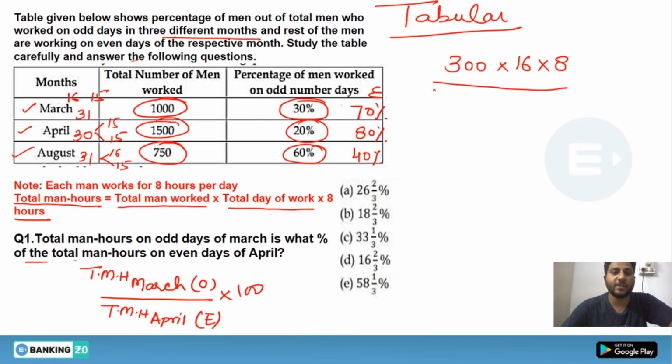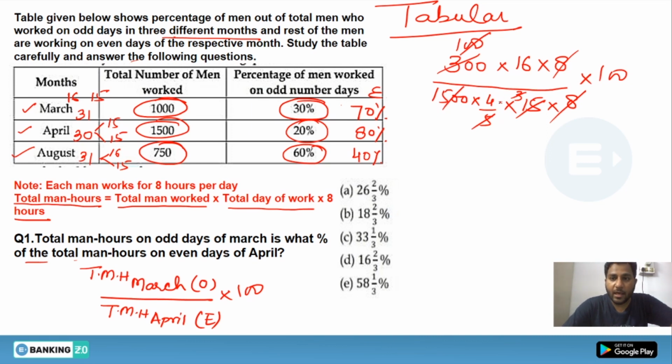So how can you solve this? 1500 of 80%, that means 4 by 5. Now multiply it with, whether we are talking about even or odd days in the month of April, the same value, 15, and 8 will also be the same. So this 8 will get eliminated. Here we have got this 0, and now 4. Now how can you solve this?